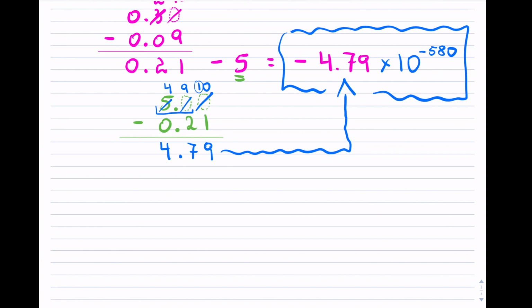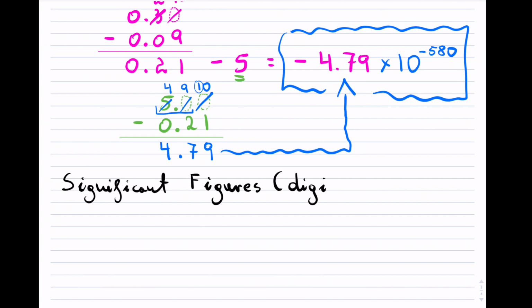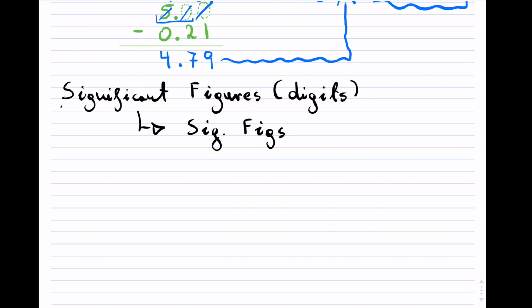The other concept that I wanted to review with you is significant figures, or sometimes they're called digits, and I very often like to just simply say sig figs. So with significant figures, we want to count how many digits in a measurement are actually significant and part of the measurements, so how precise our measurements were. So let's do this by examples.